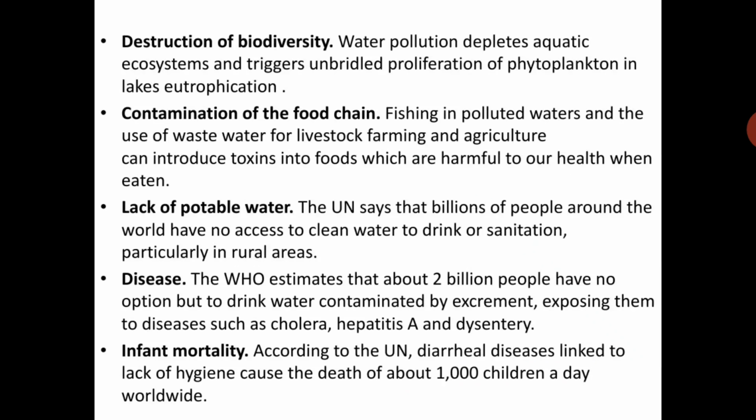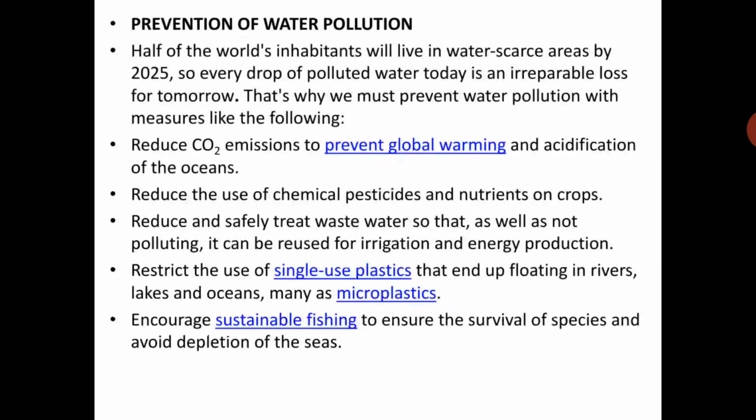So these are some effects of water pollution. Next comes prevention of water pollution, or control measures of water pollution. Now, how do we control water pollution? Half of the world's inhabitants will live in water scarce areas by 2025. So, every drop of polluted water today is an irreparable loss for tomorrow. That's why we must prevent water pollution with measures, right?